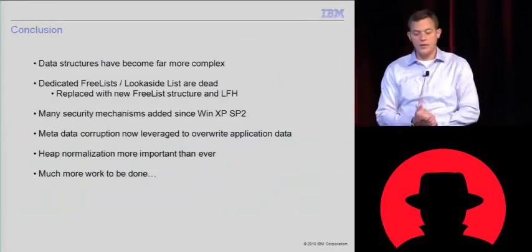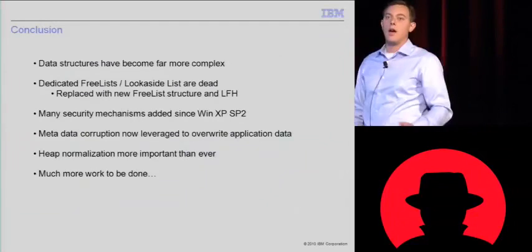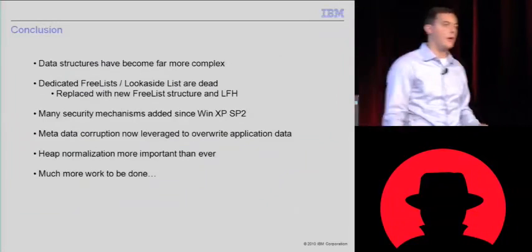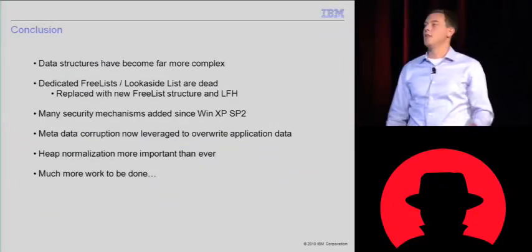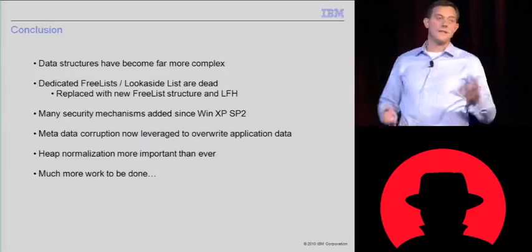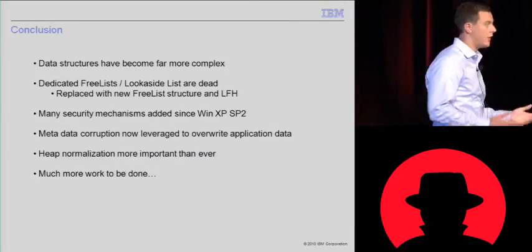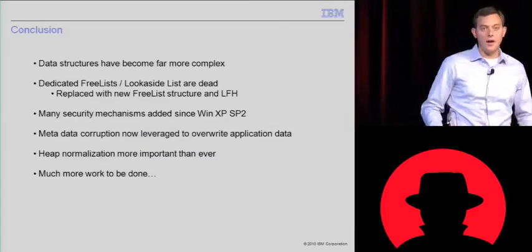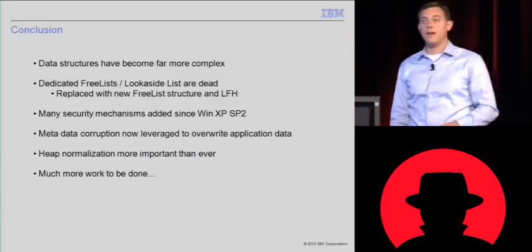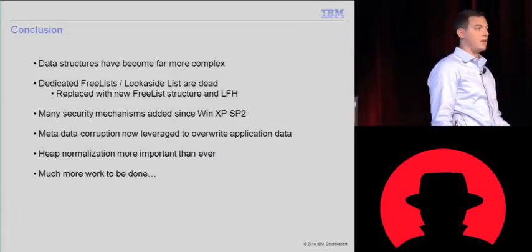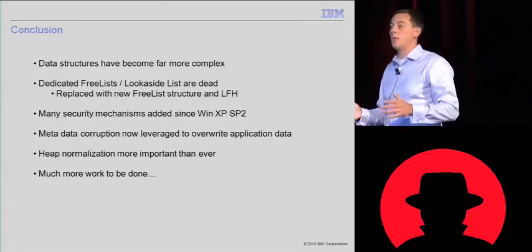This kind of brings us to the end of this. I hope everyone saw that data structures were far more complex than they used to be, and these dedicated free lists have gone away. These list hints point into the overall free lists. Security mechanisms are at their all-time highest. It's really difficult to exploit heap overflows reliably. That being said, normalization work is more important than ever.